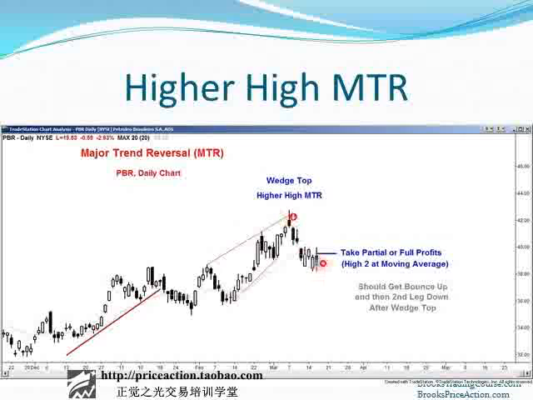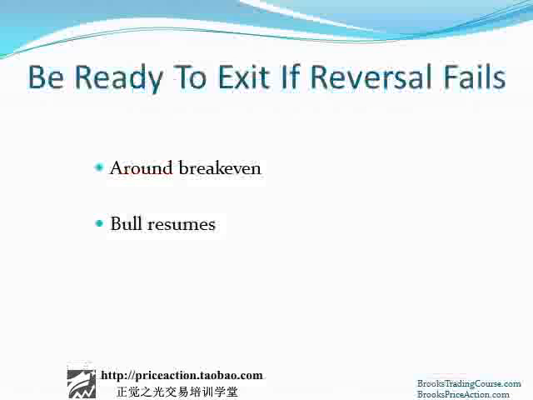To get a second leg, that means you need a pullback. So chances are this wedge will have a pullback, maybe to a lower high, and then a second leg down. So we should get a bounce here. You have to be ready to exit if the reversal fails. You can exit around break even, or if there appears to be a resumption of the bull trend, just get out at the market.